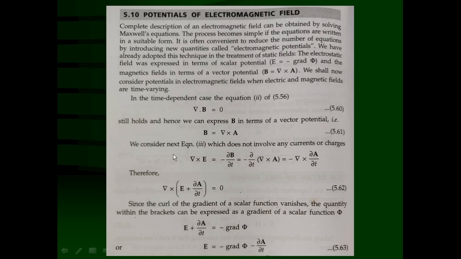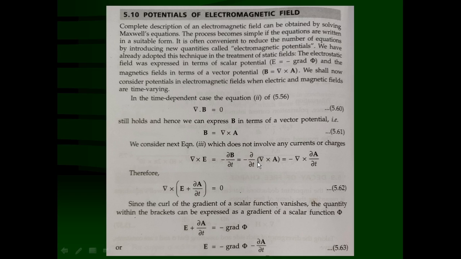Now let us understand equation number 3. We consider equation number 3, which does not involve any current or charges. Curl of E is equal to minus del B upon del t. This is Faraday's law of induction. From that we have obtained these equations. Now B is a magnetic field. We can substitute B is equal to curl of A in this equation. So what happens? Curl of E is equal to minus del t of curl of A.